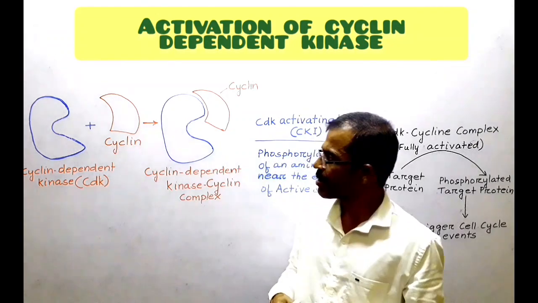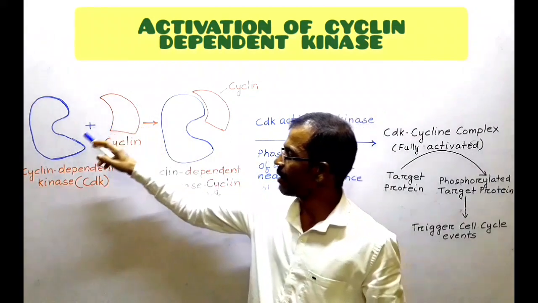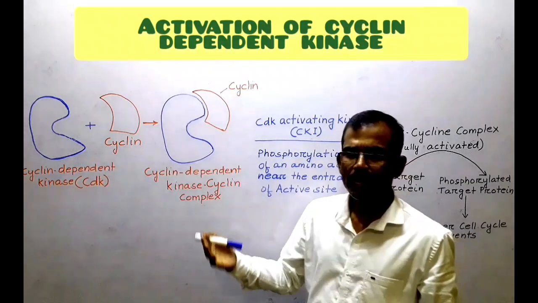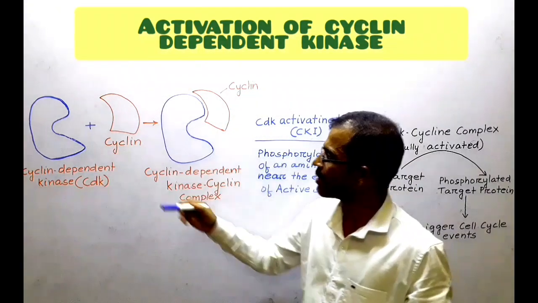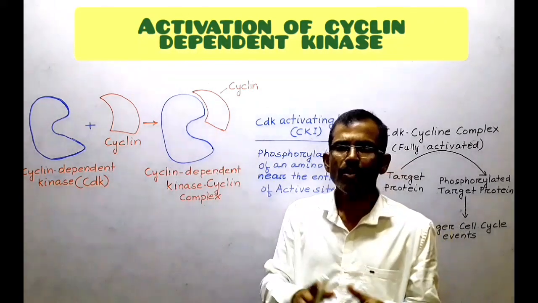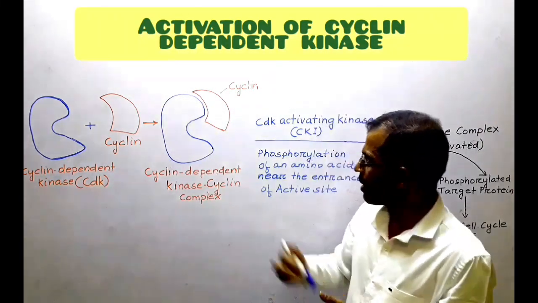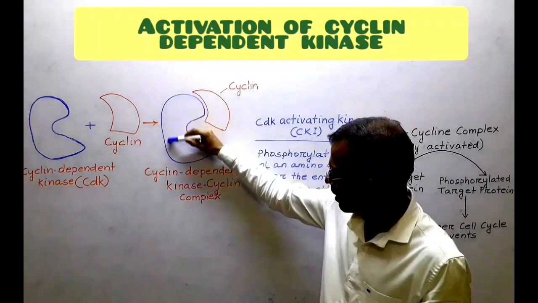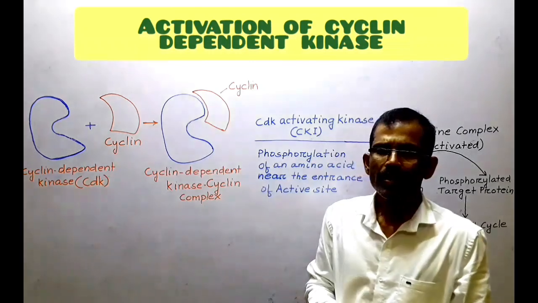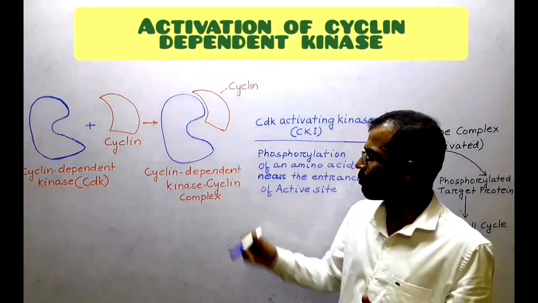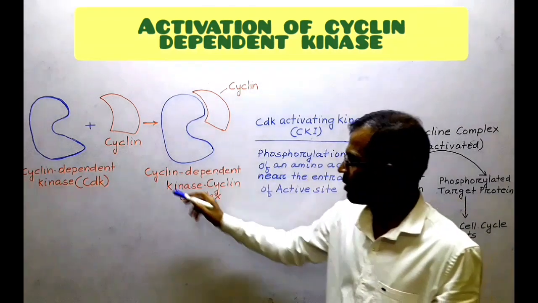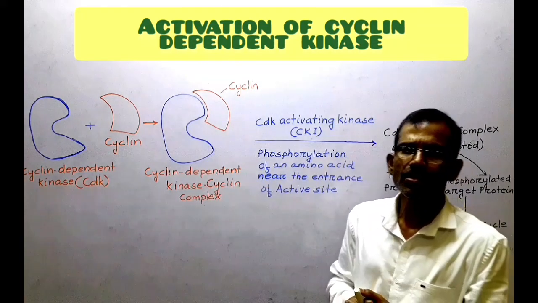Study of the three-dimensional structure of cyclin and cyclin dependent kinase reveals that in the absence of cyclin, the active site of CDK is partly blocked by a slab of protein. Binding of cyclin with the cyclin dependent kinase results in the removal of the slab of protein away from its active site, thereby partially activating the cyclin dependent kinase.